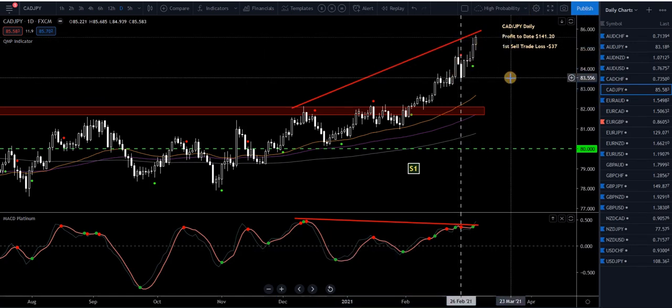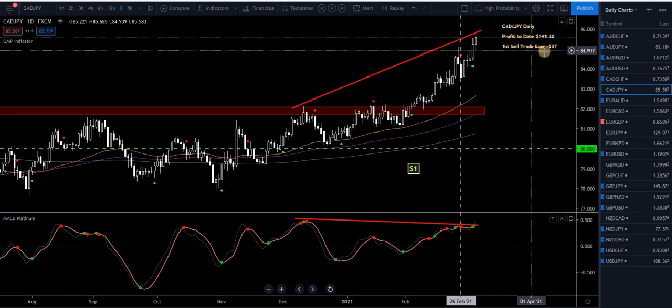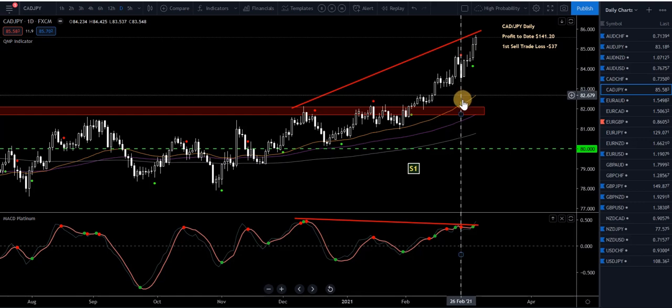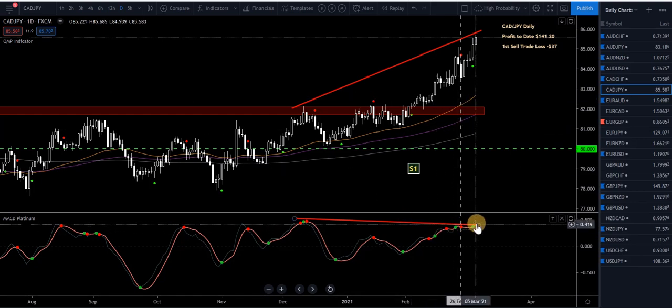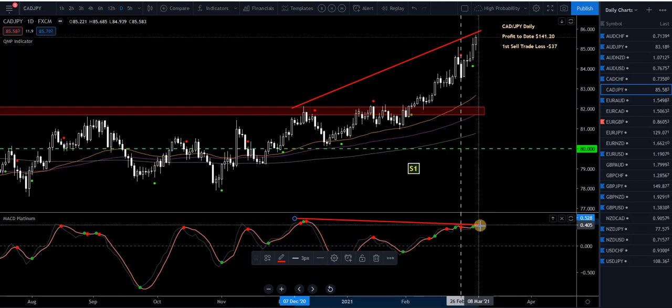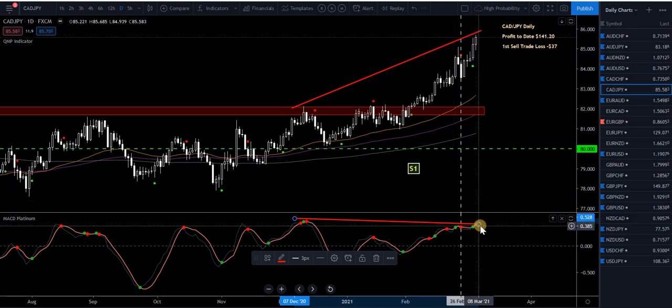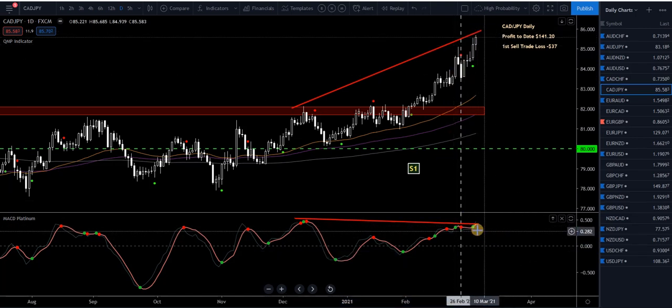Took a loss. You can see my notes here. First sell trade, loss of $37. So that's that grey line there. It was a sell. MACD Platinum still above the 0 level. With regards to these trend lines, I keep on adjusting them every day and just keep on moving them with price. And the indicator, if they're no longer valid, I just delete them.